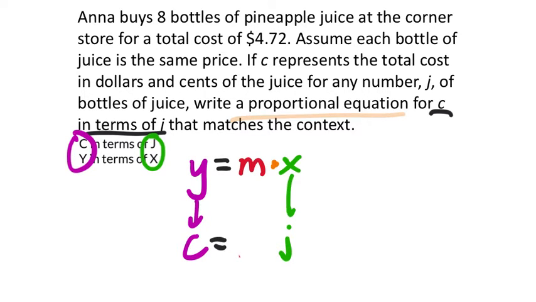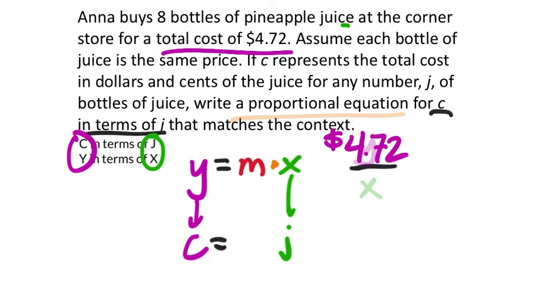So let's do that. The constant of proportionality can be found fairly quickly, because all we're going to do is take a y value and divide it by an x value. Y's divided by x. From what we discovered, the y's are c, that's the cost, and up here we see that the cost is $4.72. So that's going to be my numerator, $4.72, that's cost. And then our x's, that's j, that's bottles of juice.